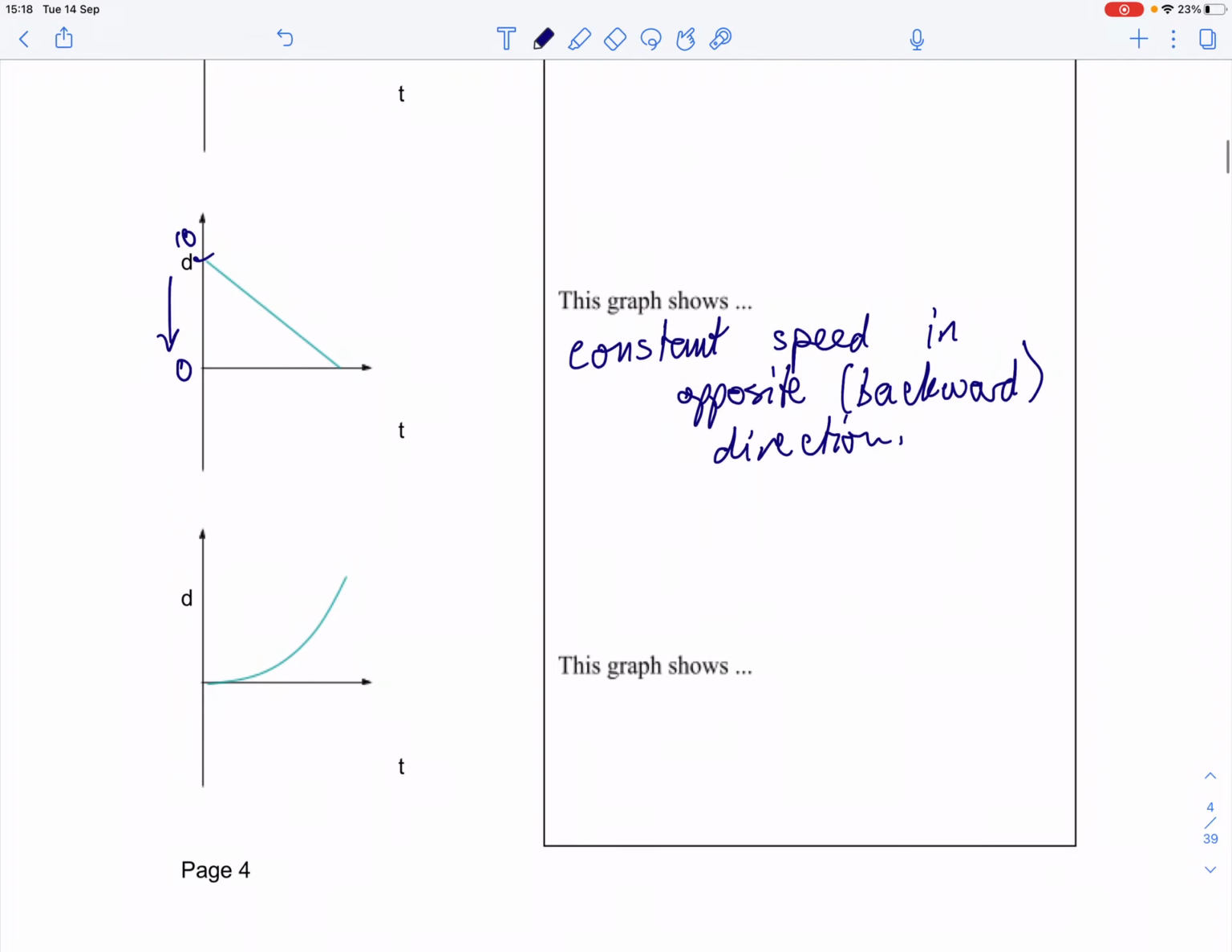And this graph is actually a curve. So this one you can see that the gradient is getting steeper and steeper, and so we can show that the speed is getting steeper and steeper, so we have an increasing speed, which we normally call an acceleration. Again, I'm mixing up the scalars and the vectors a little bit there. Okay, good.